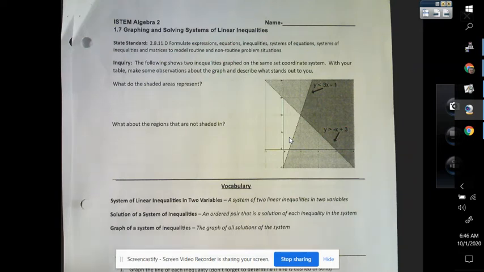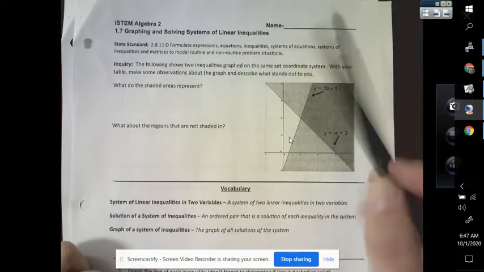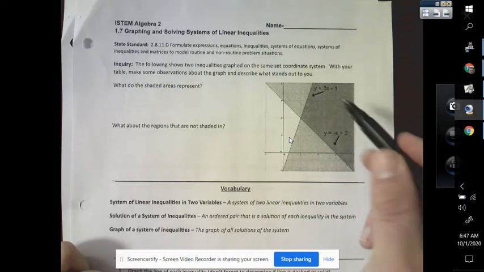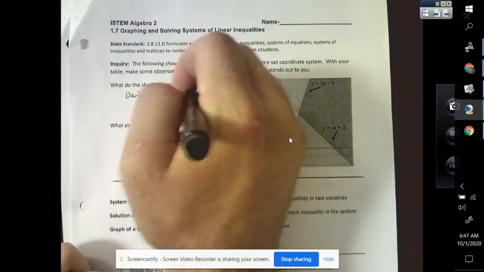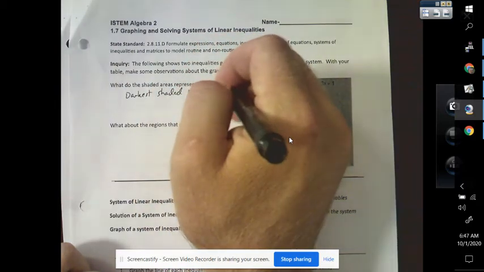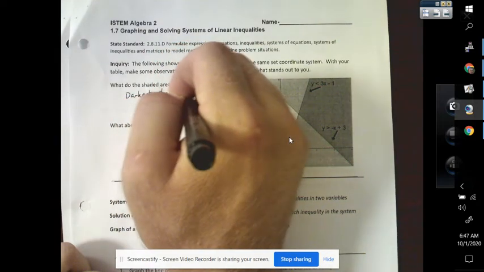Okay. So the first part here says the following shows two inequalities graphed in the same coordinate system. With your table, make some observations about the graph and describe what stands out to you. So what do the shaded areas represent? Well, if you take a look at this, okay, the darkest shaded region is where both graphs overlap.